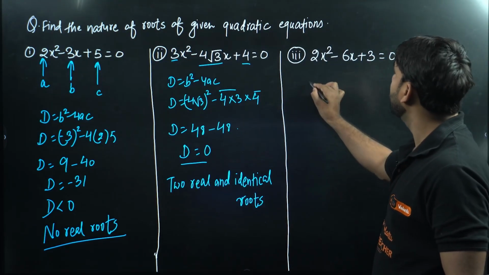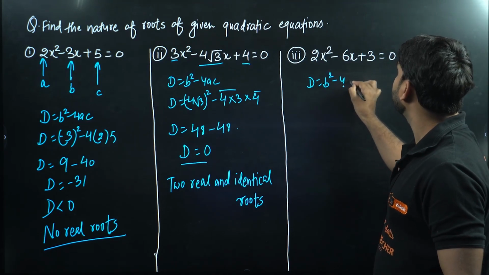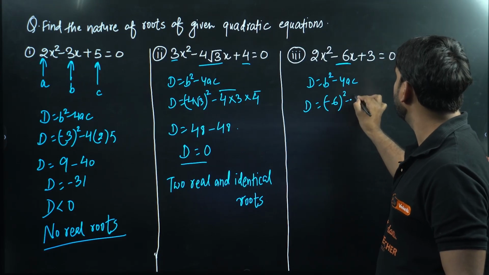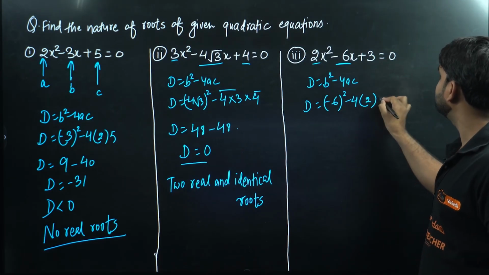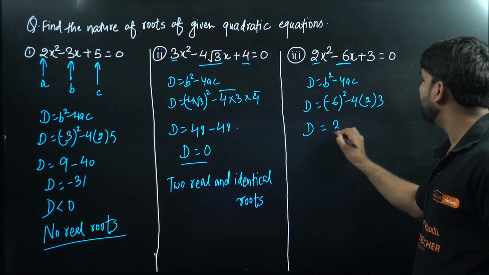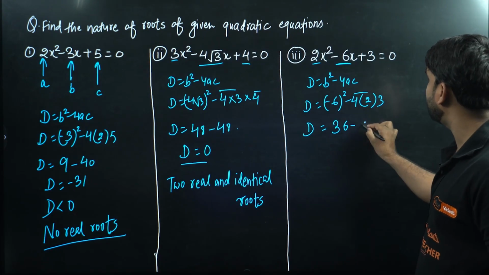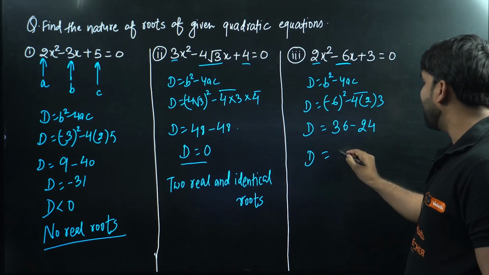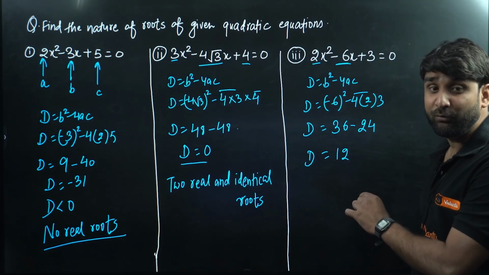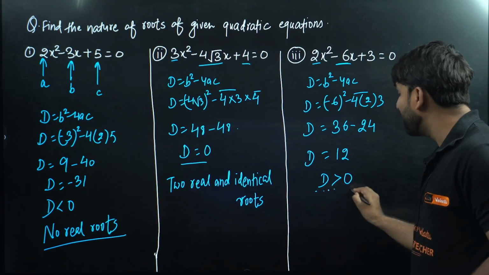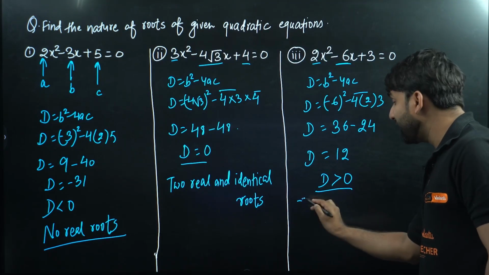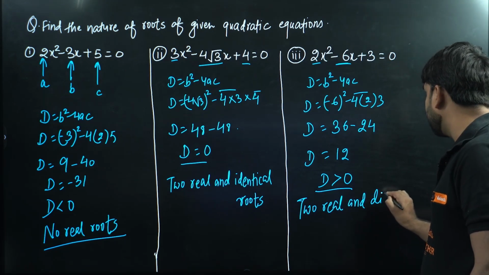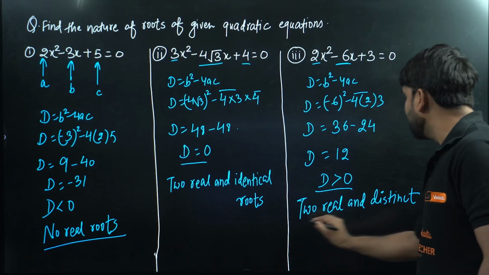Now moving to next. Again find out D here, and we have the formula. Now what is B? B is here minus 6. So minus 6 whole square minus 4, A is what? 2, and C is 3 here. Now solve this. Minus 6 square will be 36 minus 4 times 2 is 8, 8 times 3 is 24. Right? So D we have 36 minus 24, and this will be 12, and D is positive 12. It implies D is greater than 0, and if D is greater than 0, how many roots will be there? Of course, 2 roots will be there, and both the roots will be distinct. Two real and distinct roots will be there.